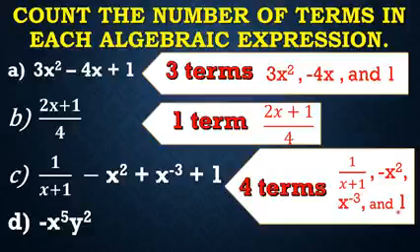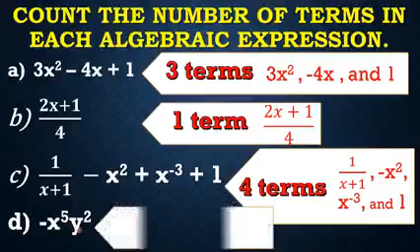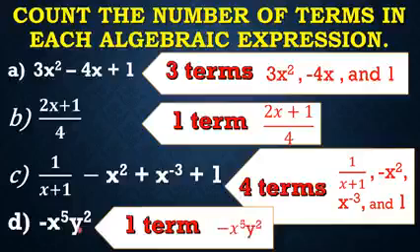How about letter D? How many terms do we have here? Okay, we have only one term. Okay, and that is negative x to the 5th power y squared. Okay, so here, wala tayong separator. Hindi or walang naghihiwalay sa x to the 5th power and y squared. Okay, so it is counted as one term only.